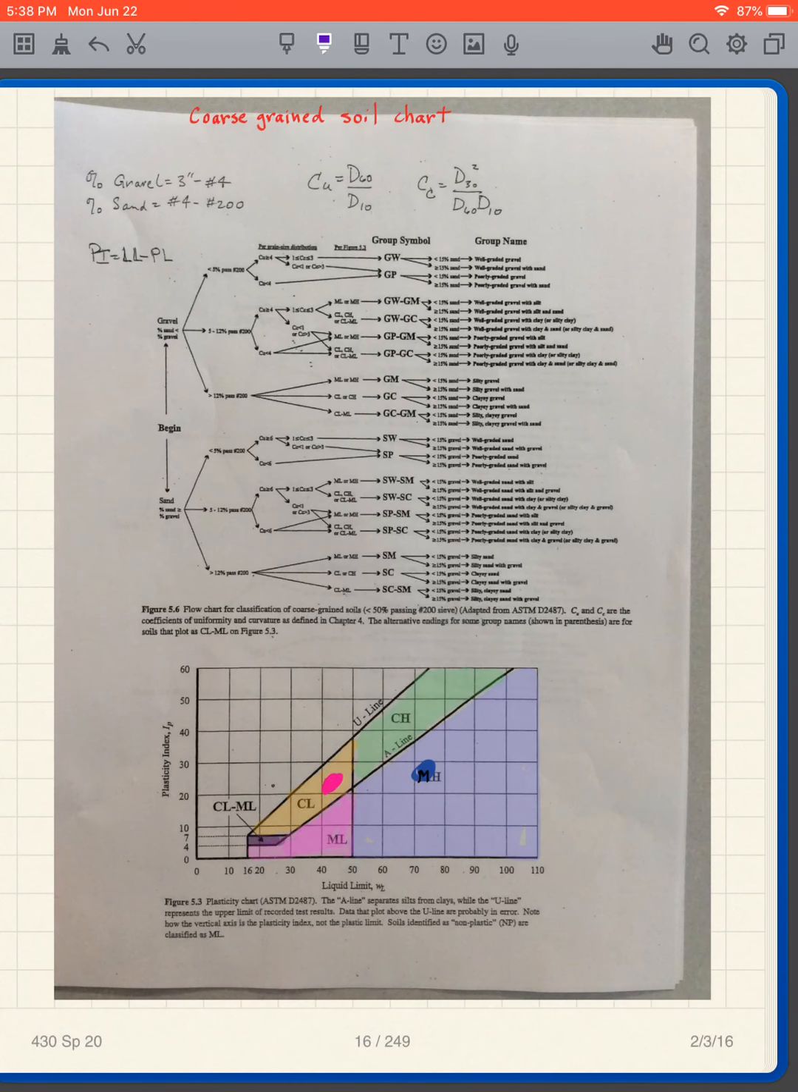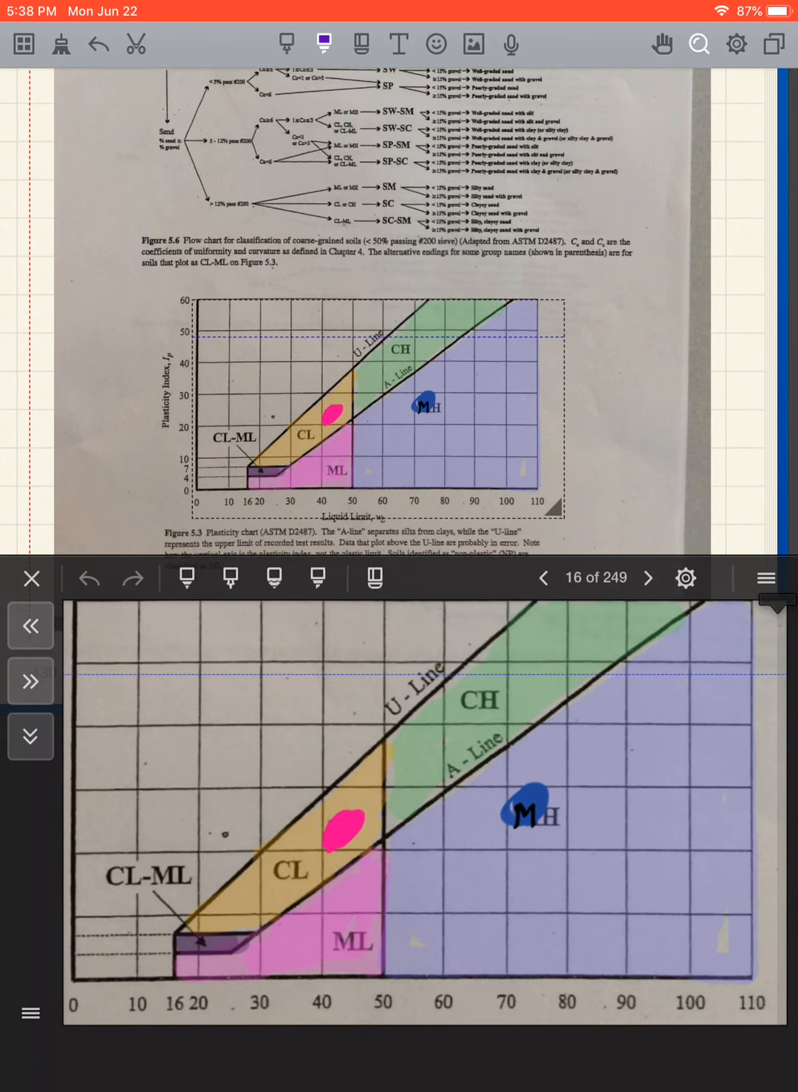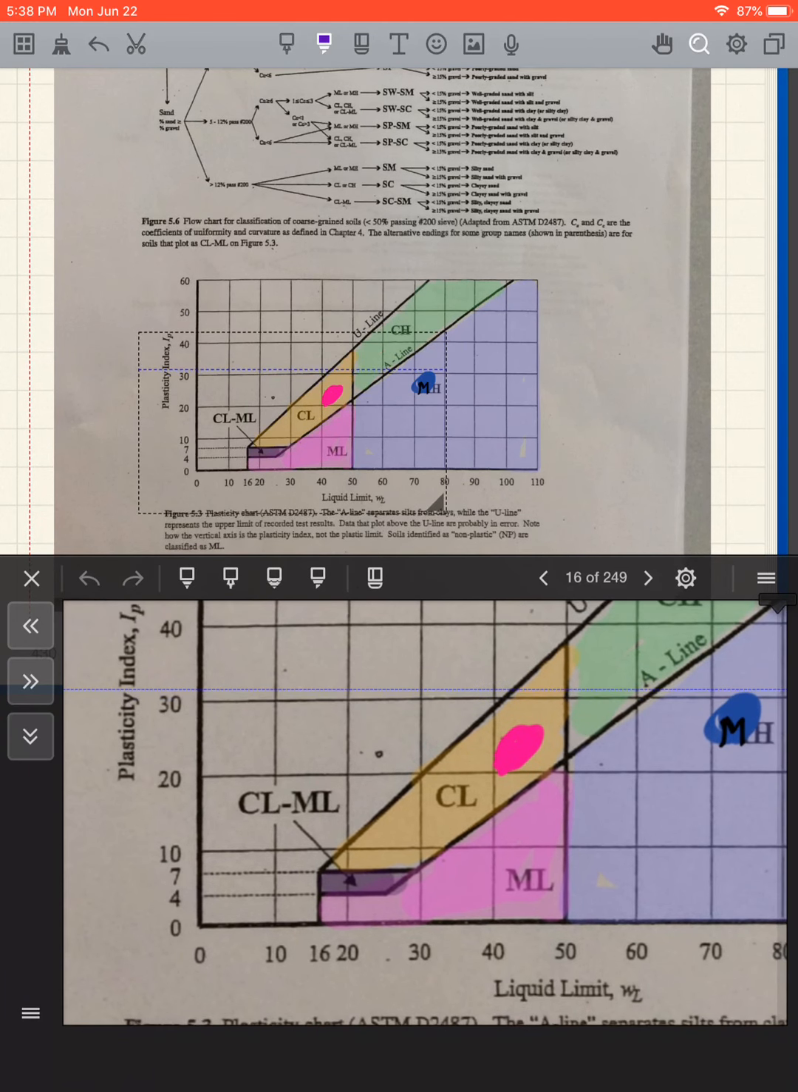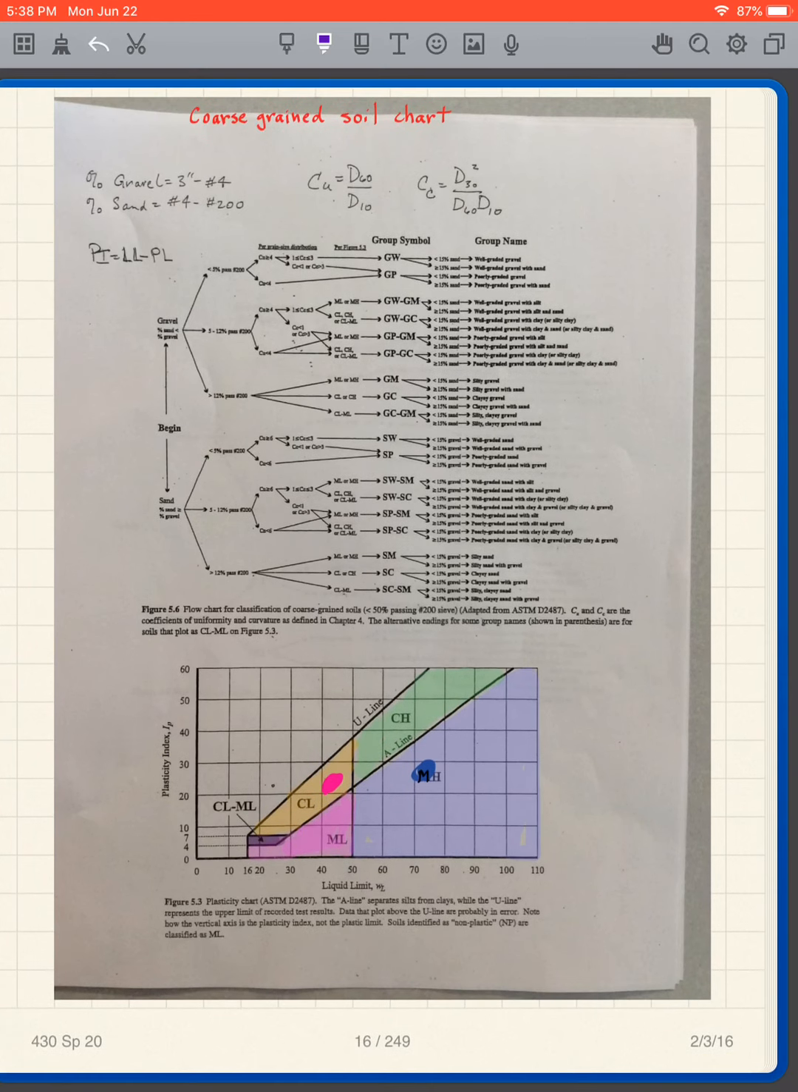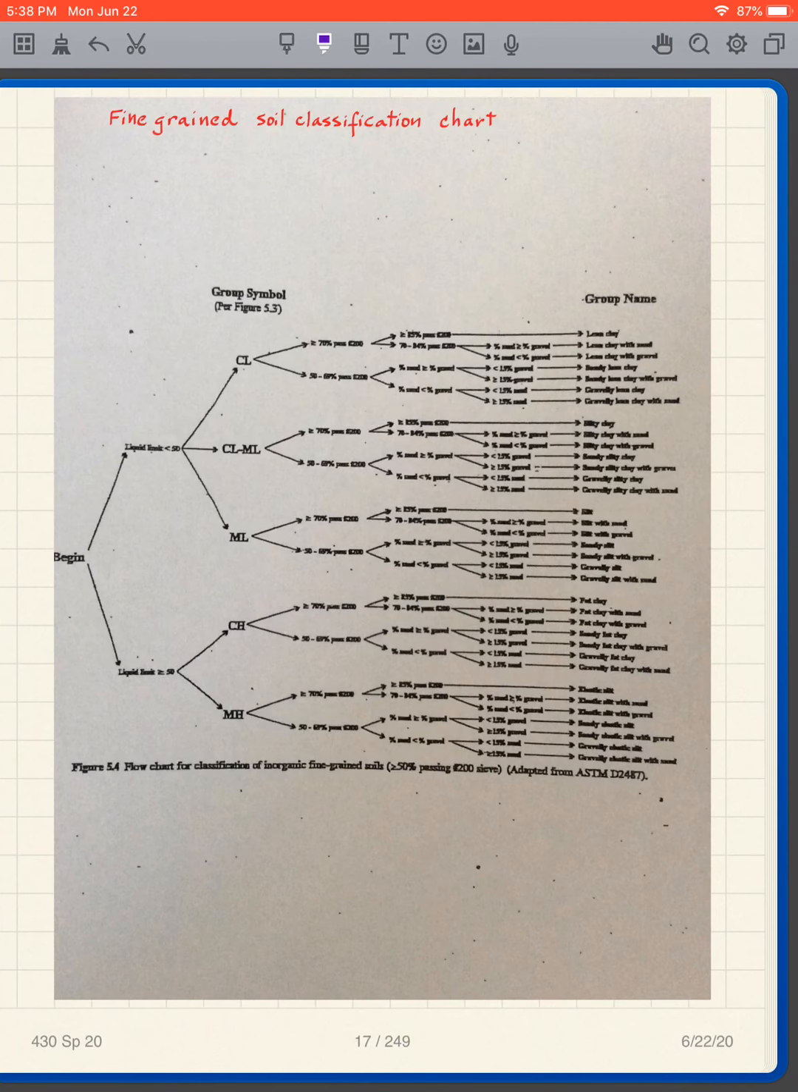And what do I have here? I come down here, and I'm at 38, 20. 38, 20 is going to be in here, so it's going to be a CL again. So when I go now, I have to use this. This is the fine-grained soil classification chart. This is much easier to use. Once I've determined I have a CL, I don't have to go through all of this. I can just start. I've got a CL because it plotted as CL.